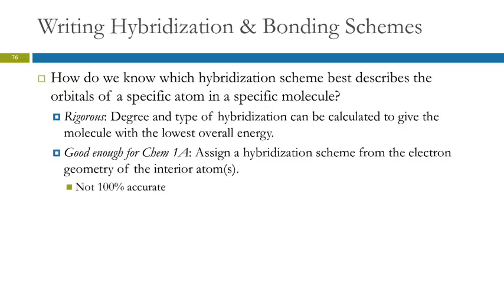We're going to assign a hybridization scheme based on the electron geometry of that interior or central atom. So we're going to use VSEPR theory, looking at the number of electron groups, and use that to predict the hybridization. It doesn't work 100% of the time, but it works most of the time, and that's going to be good enough for us. And I won't give you anything that's an exception on an exam, and I don't think there would be anything in the homework either.